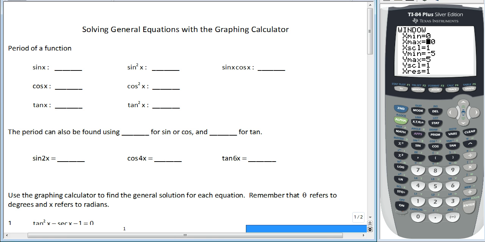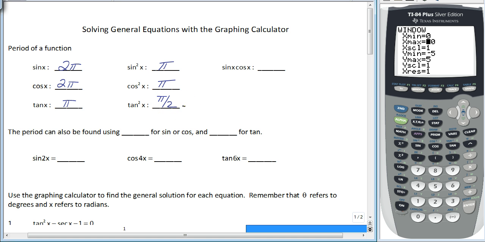So the first thing we need to do is talk about the period of a function, because we are going to need to know that. The period of a function for sine and cosine, as you remember, is 2 pi. And for tangent, it's just pi. Now, when we talk about sine squared and cosine squared, it's half of that, so it's pi. And for tangent squared, it's half, so that would be pi over 2.